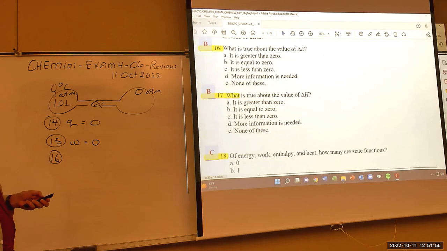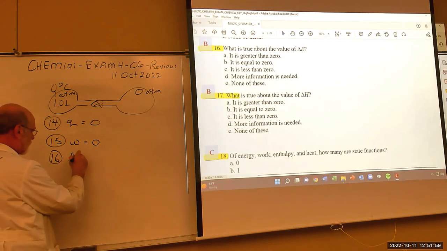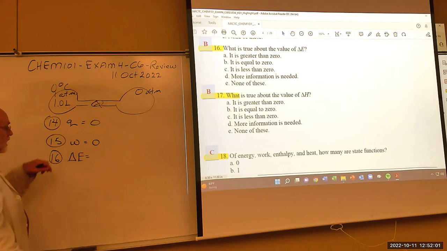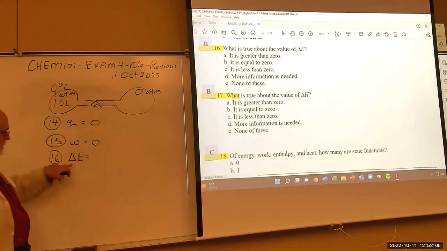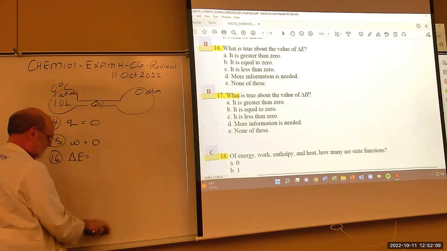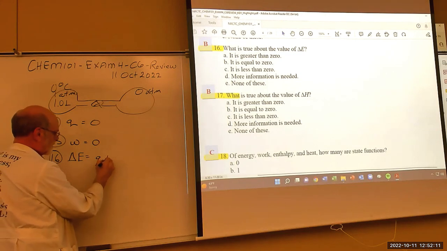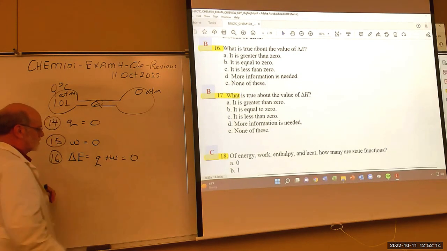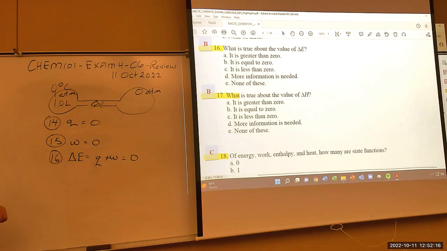Okay, 16. What's true about delta E? Well, if there's no work done and there's no heat transfer, Q plus W equals 0. Delta E is 0 also.